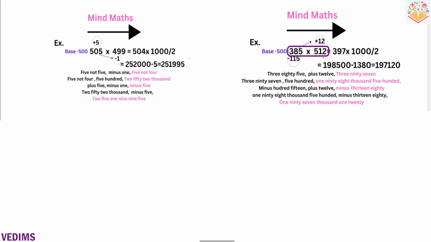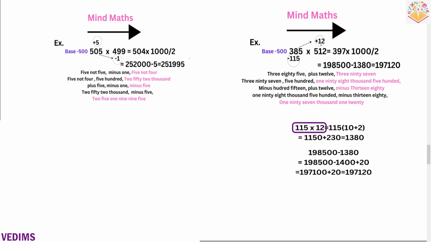385 into 512. 385 is the deficit of 500 by minus 115. 512 is exceeding 500 by 12. Now cross add. 385 plus 12 will be 397. Multiply by 1000 by 2 to multiply by 500. You get 198500. Now 115 and 12 are bigger numbers.